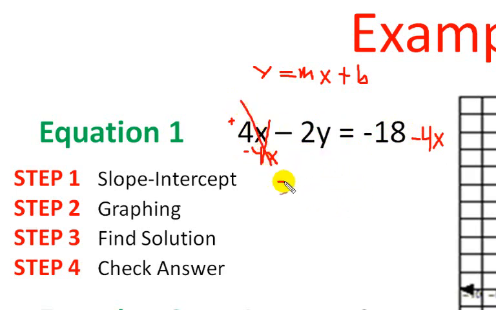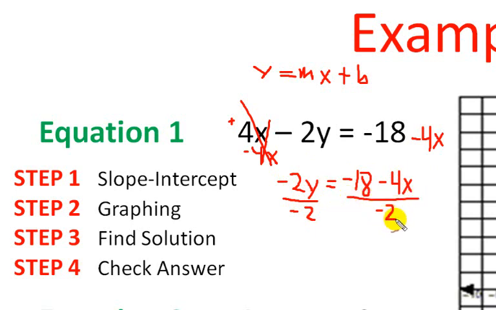I'm left with negative 2y equals negative 18 minus 4x. Alright, next step is to divide by negative 2 on both sides. That will cancel this out here, because instead of multiplying by negative 2, we just divided by negative 2. Since negative 2 divided by negative 2 equals 1, it'll leave us with just 1y.